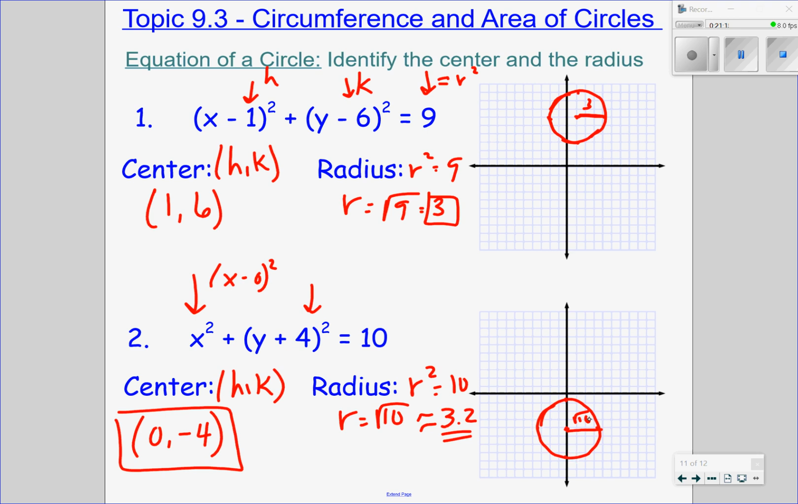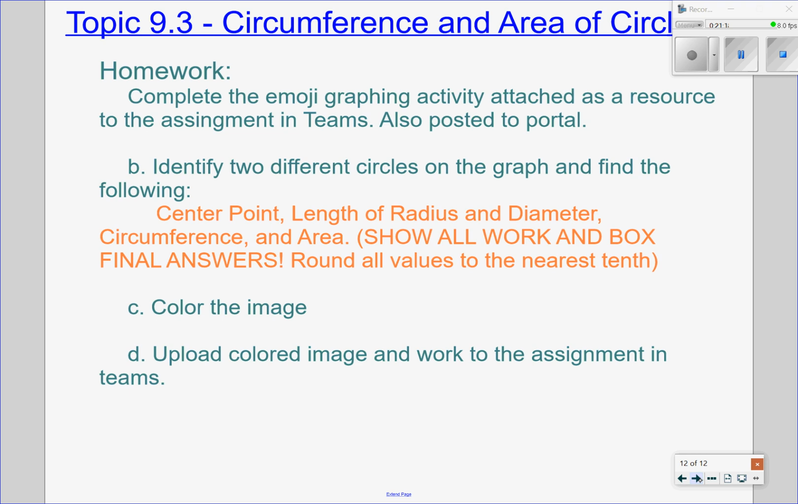All right, finally, we have gotten to the homework section. This time you actually have a worksheet. It is attached to the assignment in Teams, and it's also attached on Portal. You are graphing emojis. When you're following the instructions, you're going to graph a bunch of different points. They'll make several different emoji pictures, and as you complete this assignment, part of it is asking you to identify 2 of the circles, any 2 you want, on the graph.